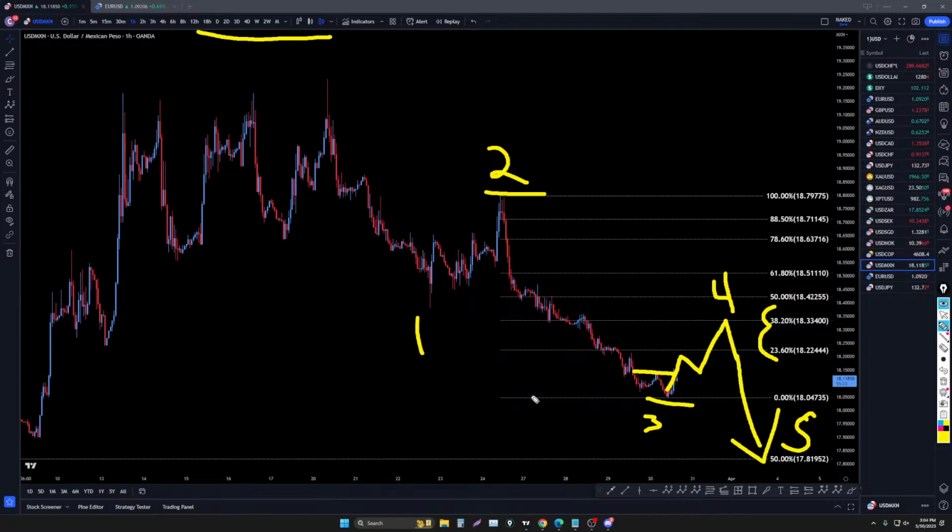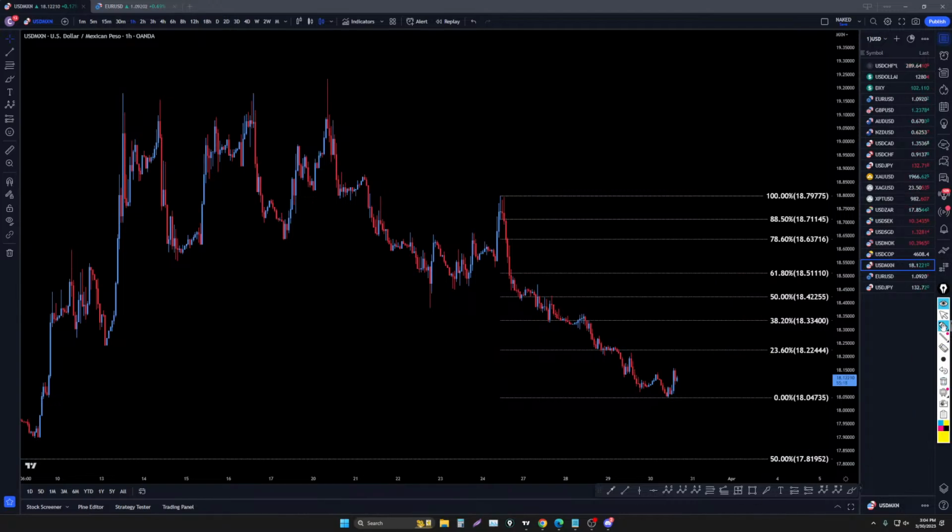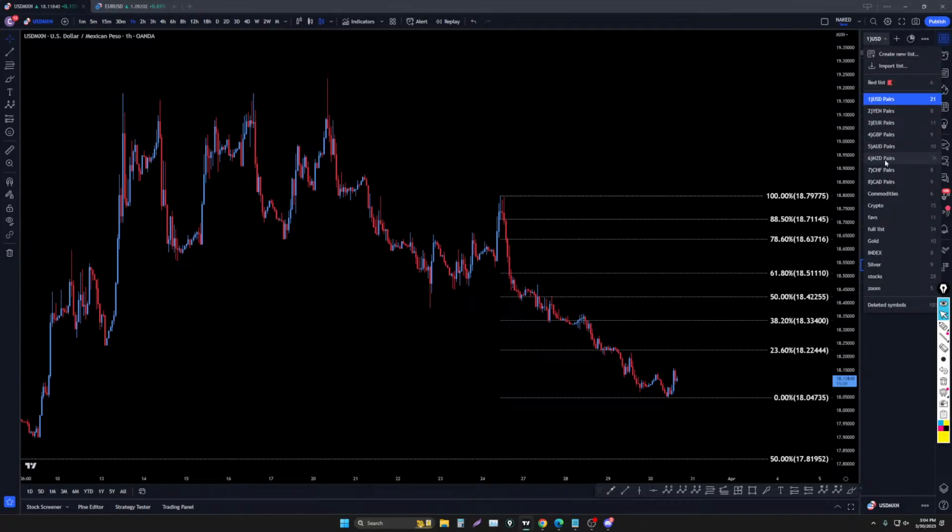So let's keep moving on. We got a couple more Forex pairs to look at, so we'll do that now. Let's look at the Euro Kiwi and the Kiwi Canadian. So we'll look at the Kiwi pairs.